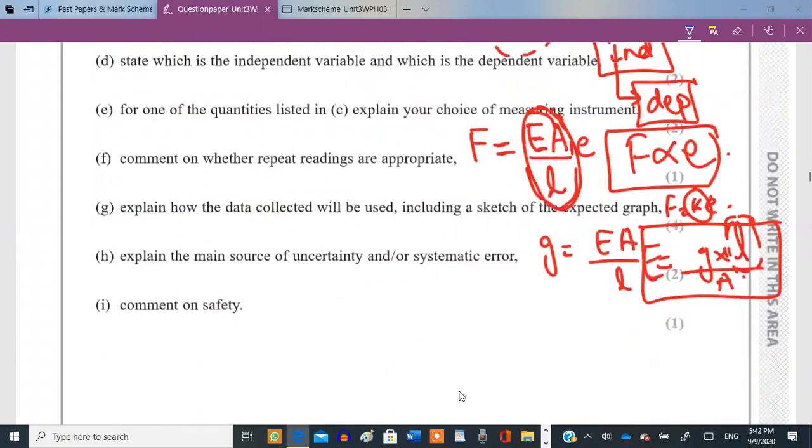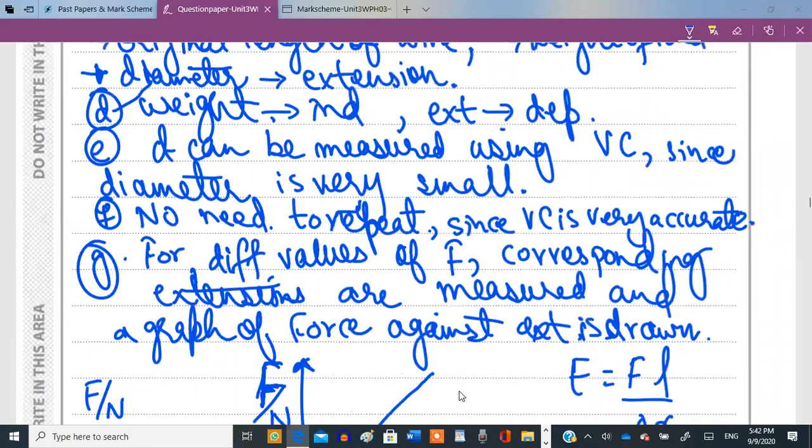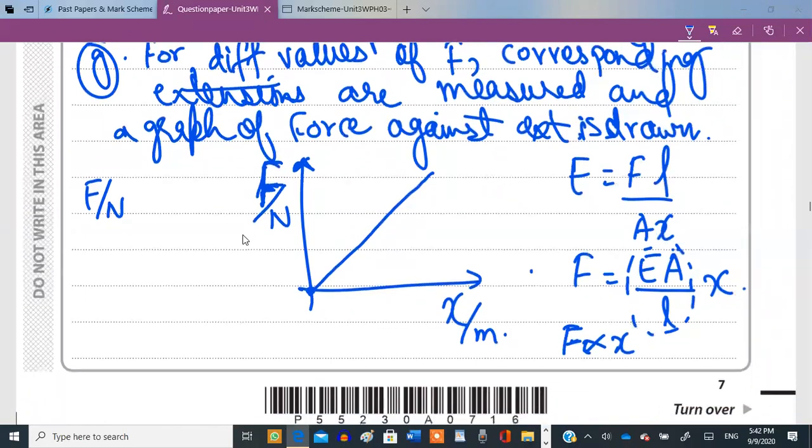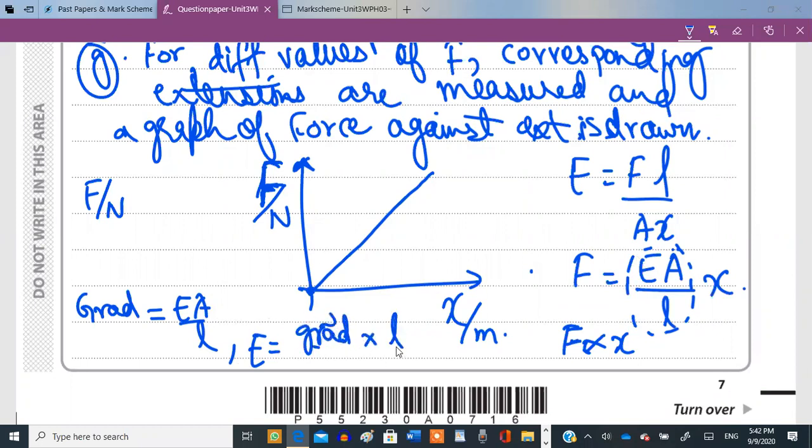Okay, then after the graph, you will need to calculate. It's better to even tell them how you can calculate the Young modulus, to tell them that the gradient of this graph is equal to EA upon L according to this formula. Okay, this is the gradient. And so the Young modulus can be calculated. You have to write it down in words, okay? By using the formula gradient times length divided by area.